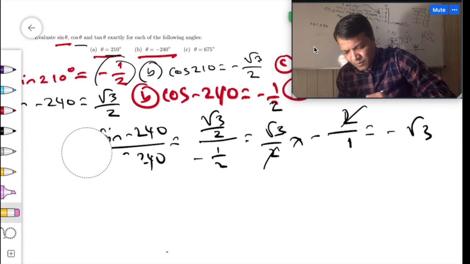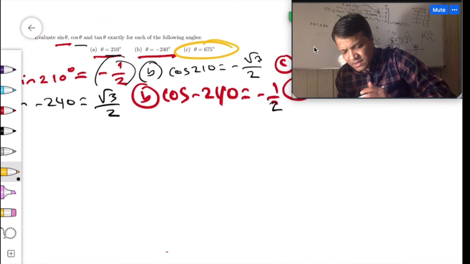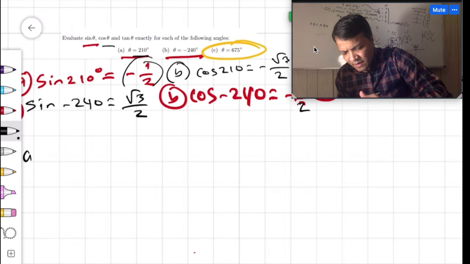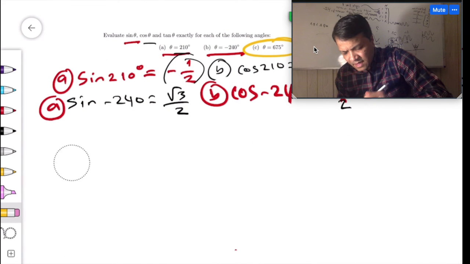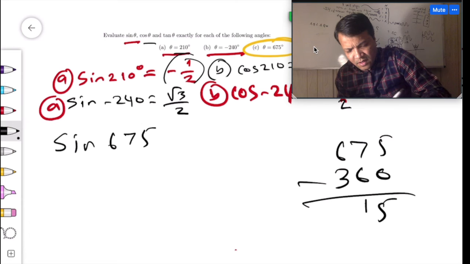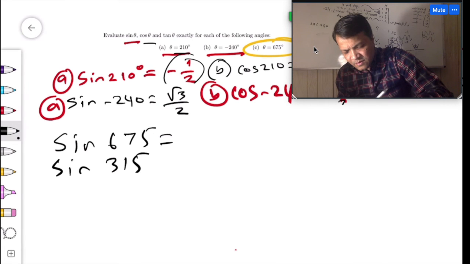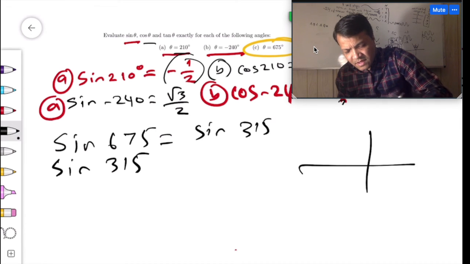Okay, now the last one. Now we're going to solve the last one. The last one is 675. So now we're going to do sine 675. So 675 minus 360 is 315. So sine 675 is equal to sine 315. So where is sine 315?